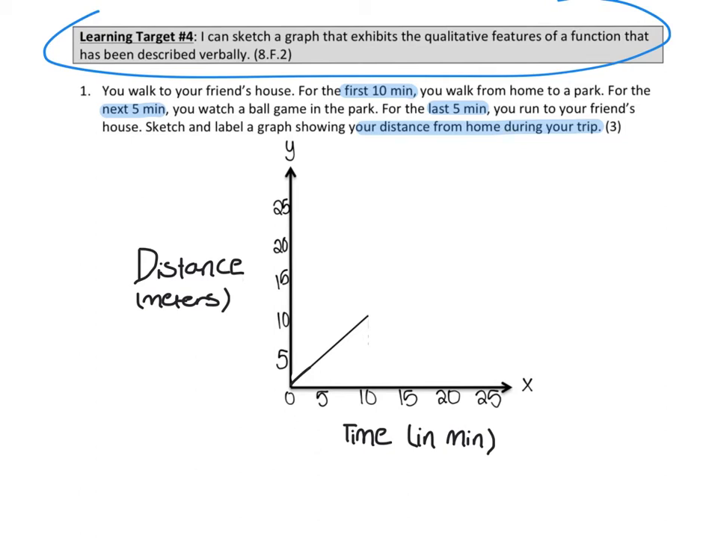Now for the next 5 minutes you watch a ball game in the park. At this point you are stationary, and the line wouldn't increase or decrease, as shown here.